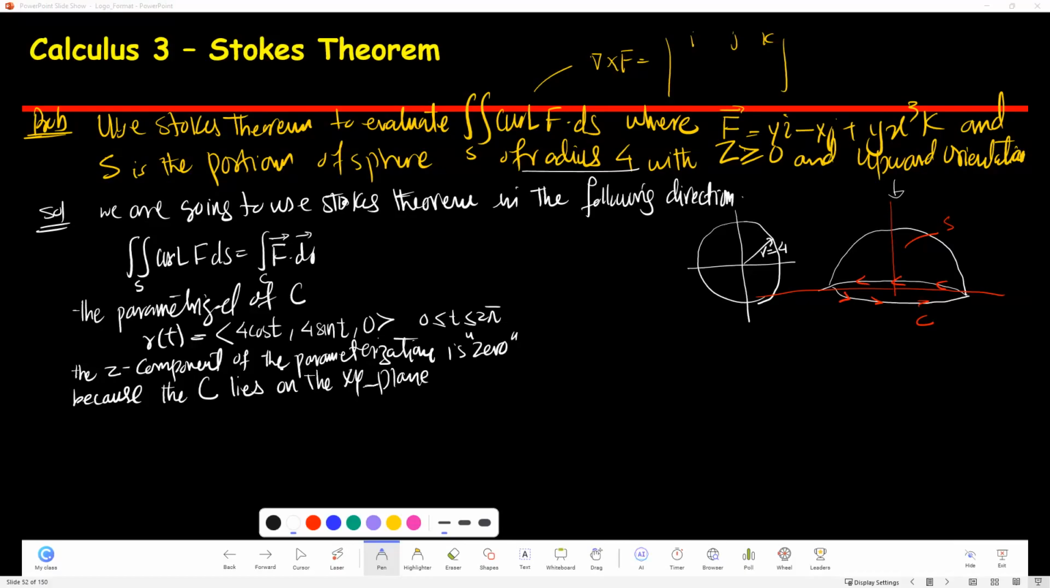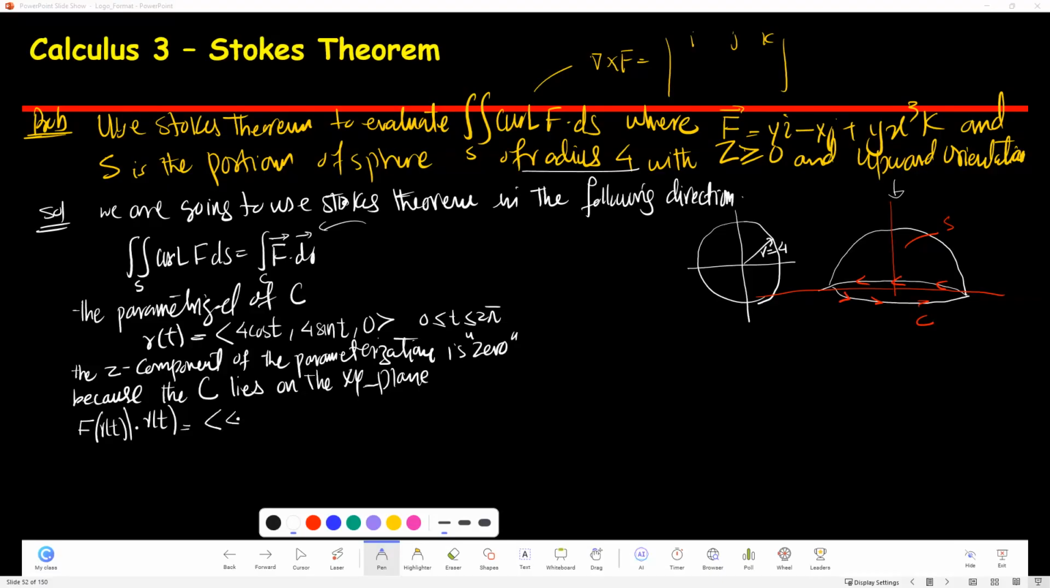Right. So z value is 0. Now I'm going to take my function, or my field, and substitute these parameters, and then I'm going to take the dot product. So I'm basically doing this part before I substitute in the integral.